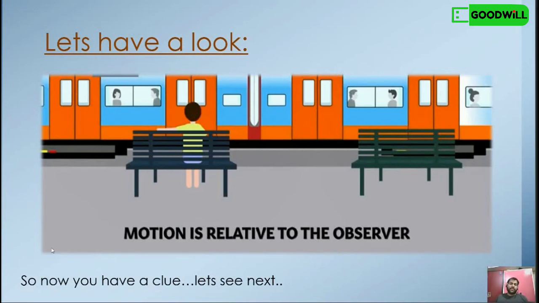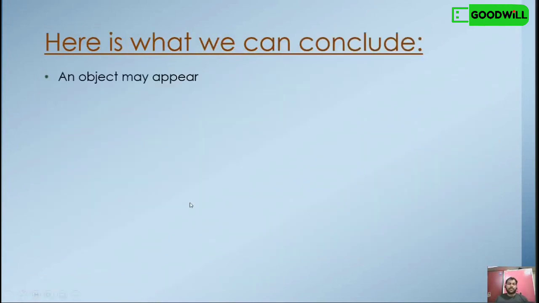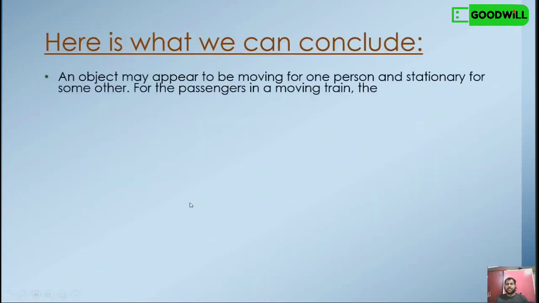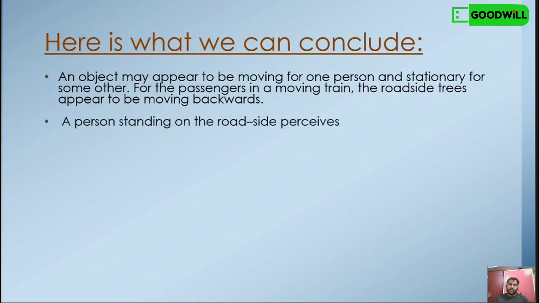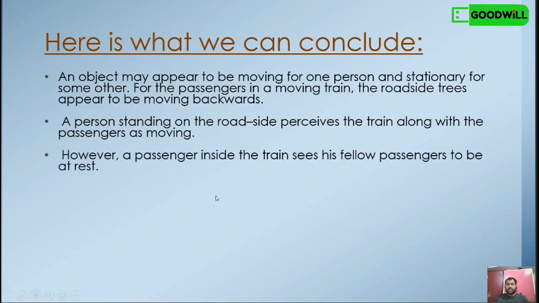So it is the same scenario being observed at two places. If you try to relate here, you will find that the motion is relative to the observer, like from where the observer is observing. Here is what we can conclude. An object may appear to be moving for a person and be stationary for some other. For the passenger in a moving train, the roadside trees appear to be moving backwards. A person standing on the roadside perceives the train along with the passenger as moving. However, a passenger inside the train sees his fellow passenger to be at rest.